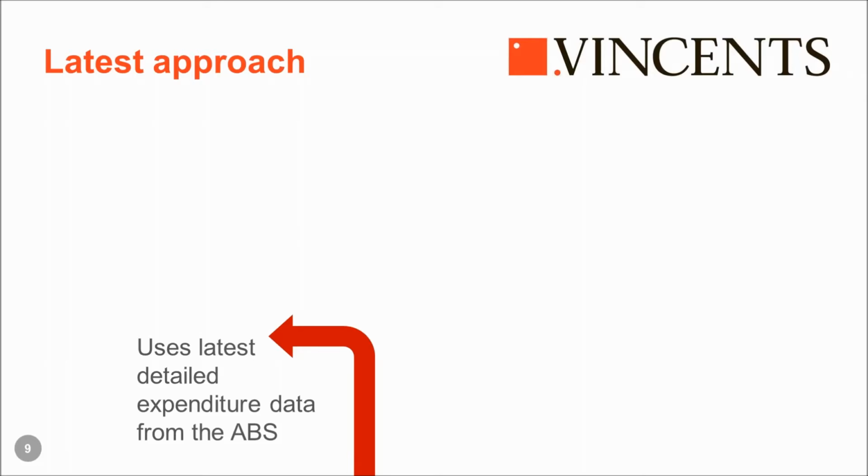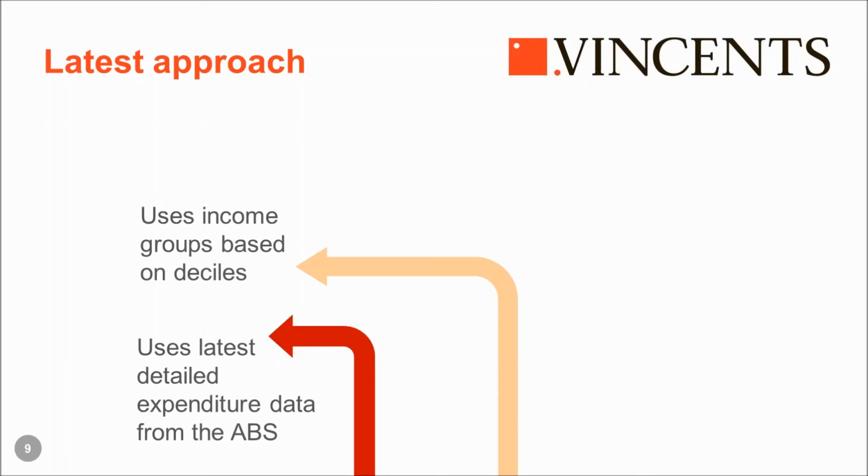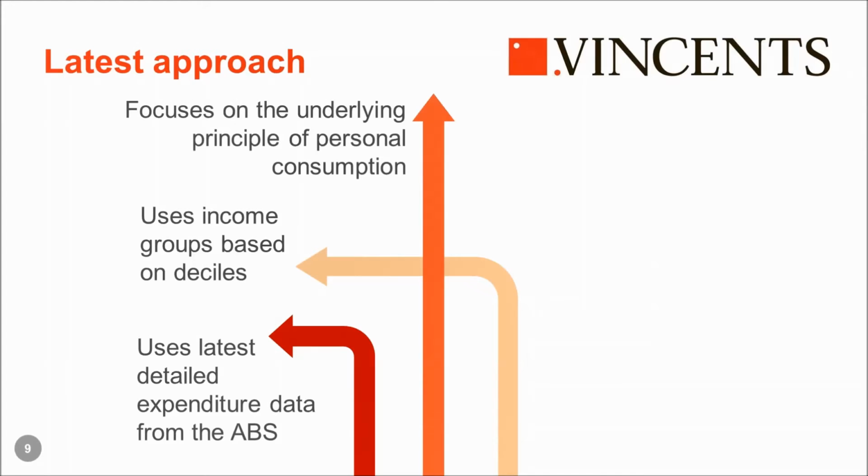The approach that we use actually uses in excess of 120 items of expenditure, and we analyse those 120 plus items of expenditure. What we then do is we look at it based on each income group, and essentially what they call deciles. So every 10% as you go along on the different income. We focus purely on personal consumption.